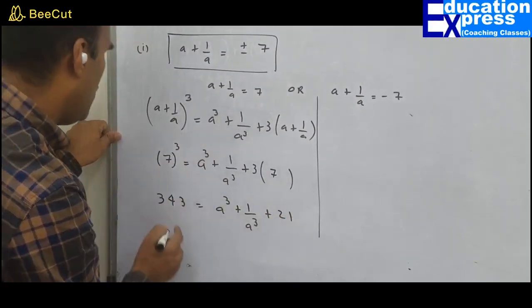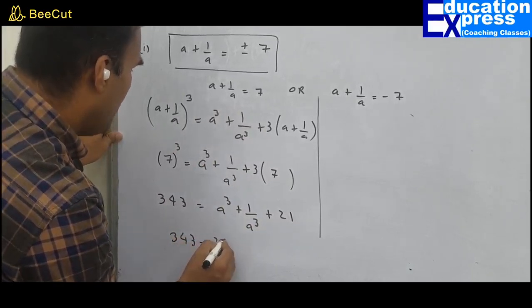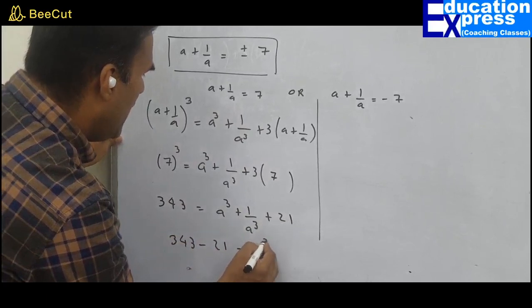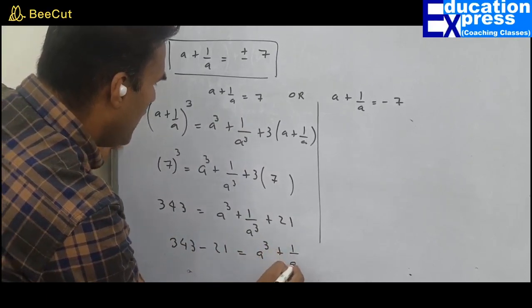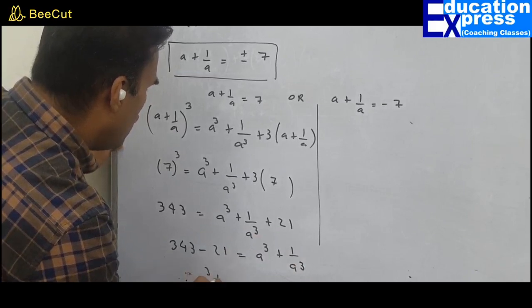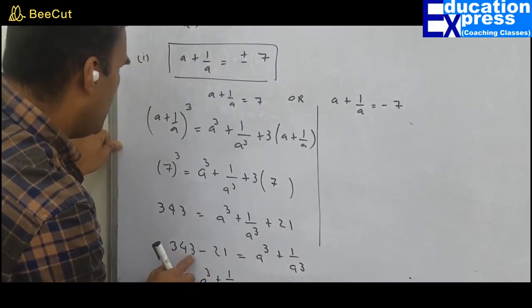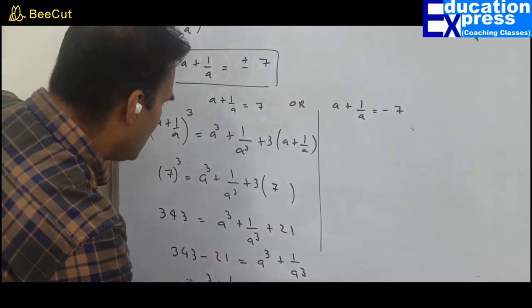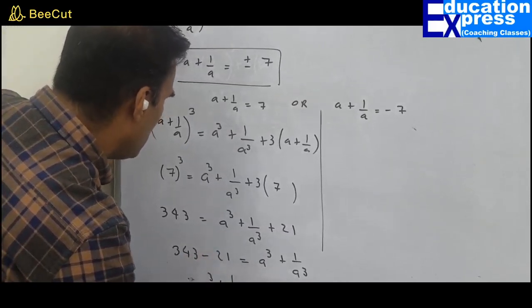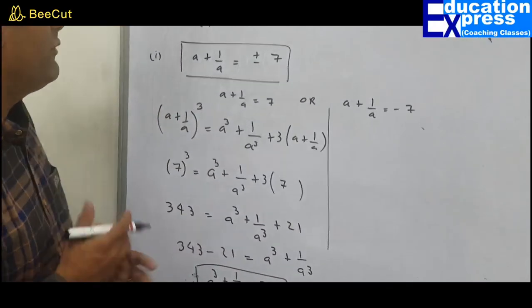Please bring 21 on this side. 343 minus 21 will give you a cube plus 1 upon a cube. Therefore, my final answer, a cube plus 1 upon a cube, would be 343 minus 21, that is 322. This is a very important question.